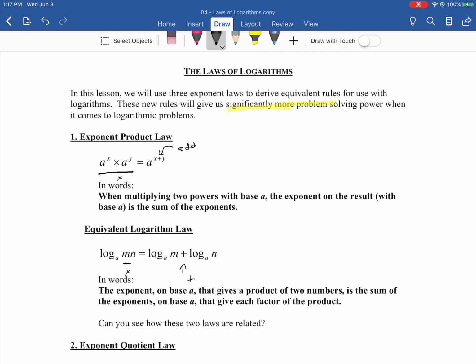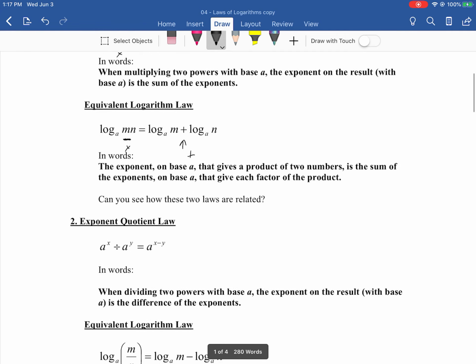Again, not a proof. All we're doing here is saying, okay, if exponents work that way, logs will work that way as well. The proofs are a little bit complicated and a little bit too much for this course. So all we're doing is showing where they kind of come from. Great news.